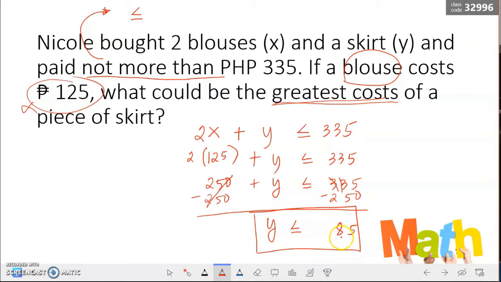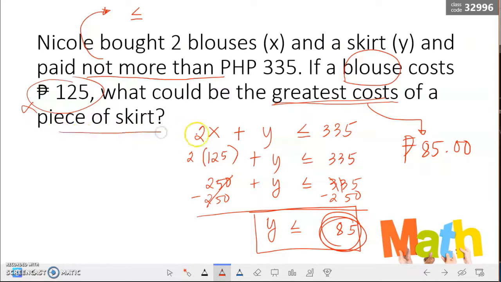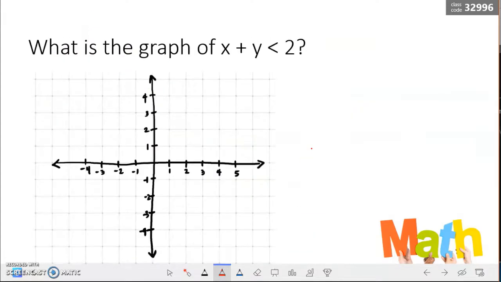Pwedeng mas mababa sa 85. 85 na yung pinakamataas. Okay? So, dahil greatest cost, our answer for this would be 85 pesos. Greatest cost of a piece of skirt. Okay? So, next. I think this one is the last slide before you're going to have the activity.